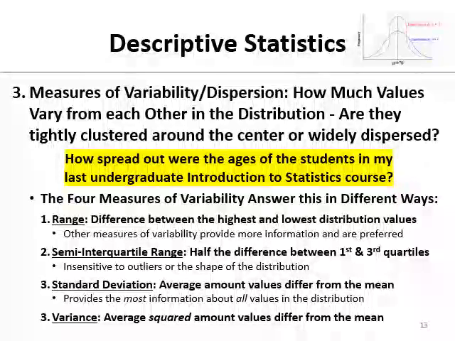Now finally, I have to bring up the variance. Variance is goofy. It's the squared standard deviation. So it's the average squared amount that values differ from the mean. I have to bring it up because later on we're going to be doing something called analysis of variance, and I need you to know what a variance is.